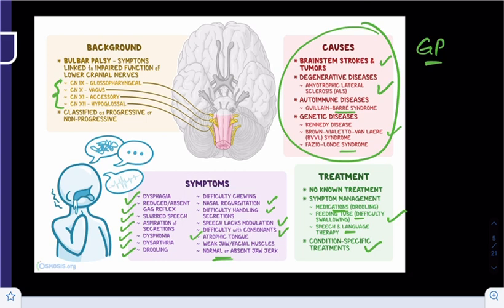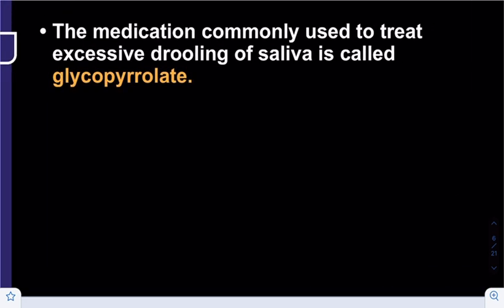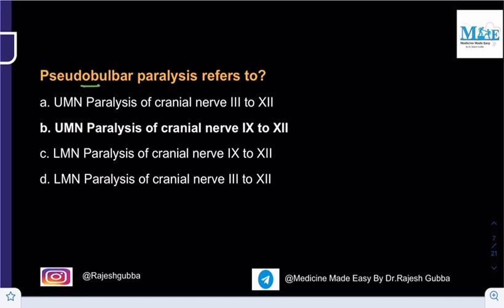So remember, bulbar paralysis means lower motor neuron paralysis of the 9 to 12 cranial nerves. Etiologies are mainly brainstem stroke pathology, amyotrophic lateral sclerosis, Guillain-Barré syndrome, and genetic disorders. And the symptoms that you will have are mainly because of the involvement of the 9th as well as the 10th cranial nerve, and even the 12th cranial nerve where you have an atrophic tongue. Treatment: you need to treat the underlying cause. So that is about bulbar paralysis. Then the next question is about pseudobulbar paralysis.